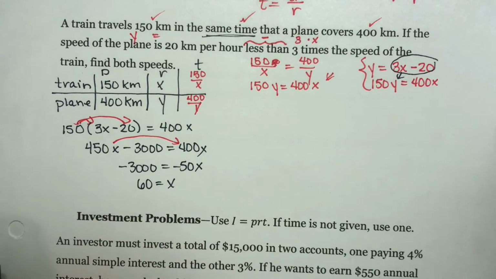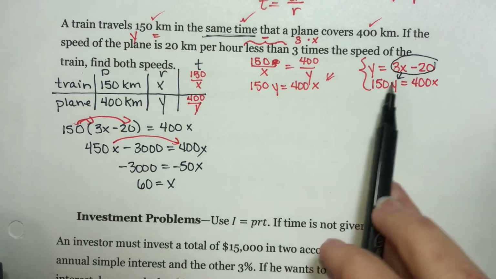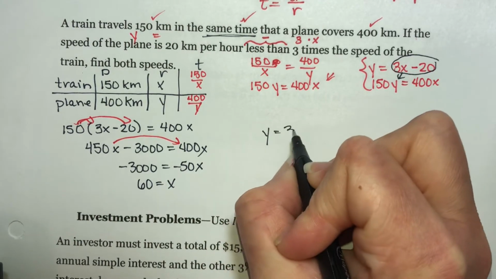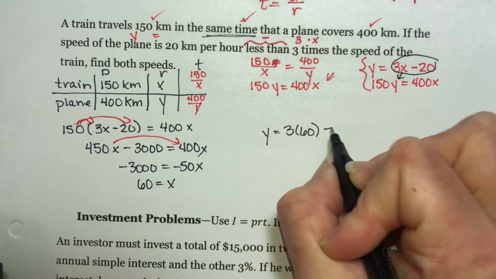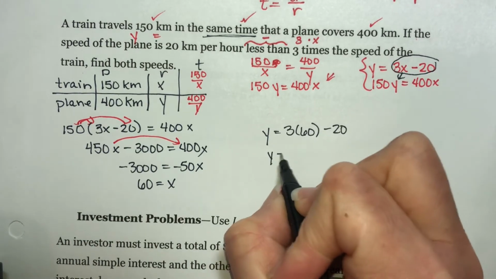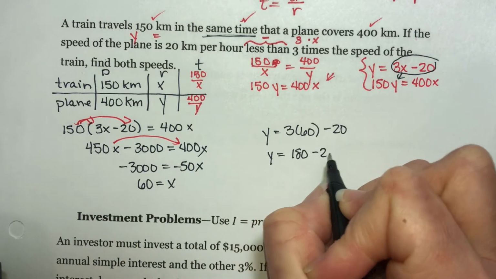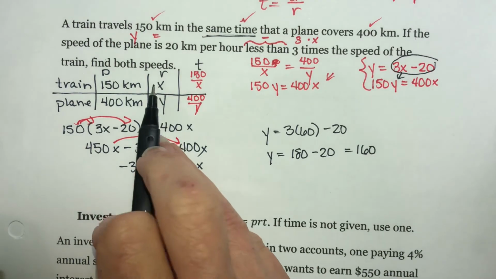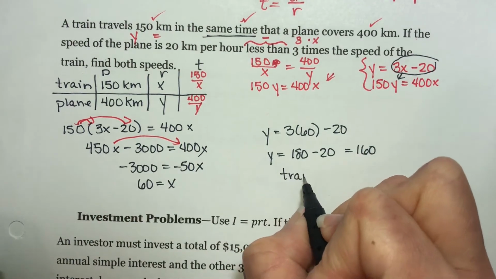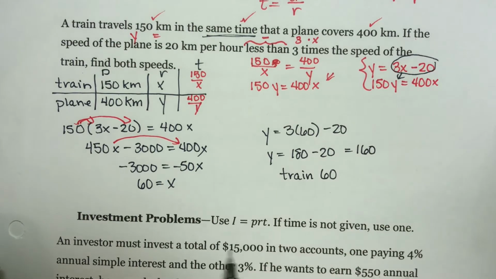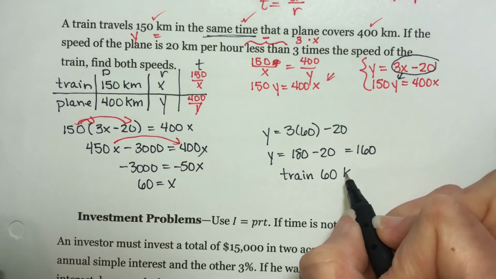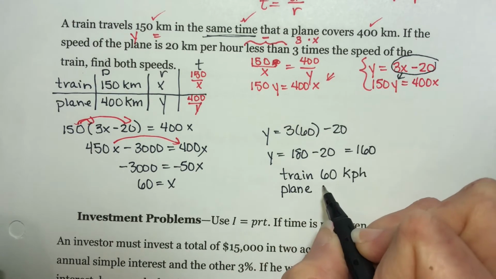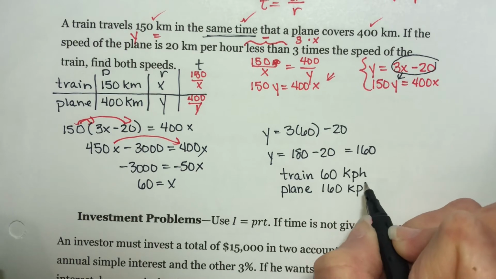So I found my X value. I'm asked to find both, so I'm going to take this and plug it in right here to find my Y. Y equals 3 times 60 minus 20. Y is equal to 180 minus 20, which is 160. So I found X, which is my train. The train is going 60, what are my units? Kilometers per hour, and the plane is going 160 kilometers per hour, and that would be my answer.